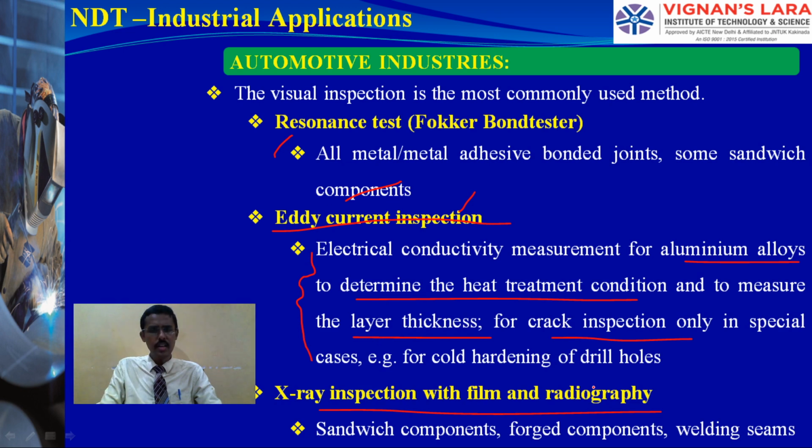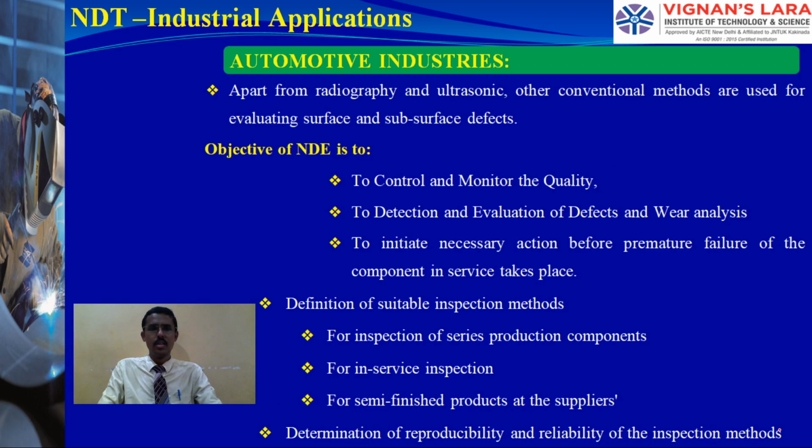Similarly for radiography, the same sandwich components, forged components, or welding seams, the same words we saw in the ultrasonic also in the previous slide. It means subsurface defects are detectable in ultrasonic and also in the radiographic methods. So not only radiography and ultrasonic, the conventional methods, but others are also used for defining the surface and subsurface defects. It means the top 10 methods in NDT techniques can all be used here in the automotive industry. That is the point.